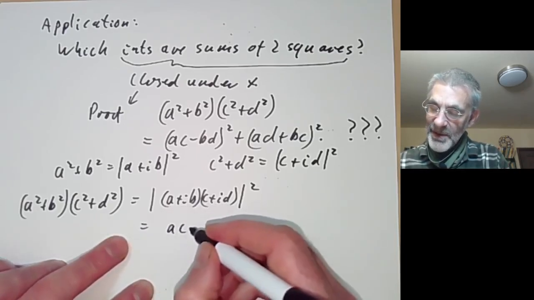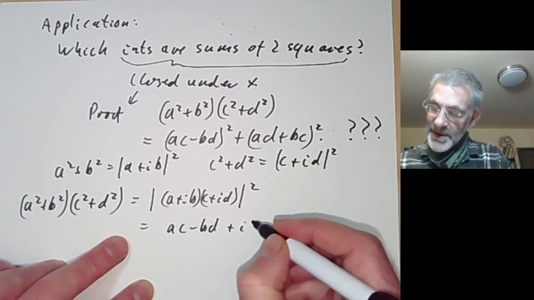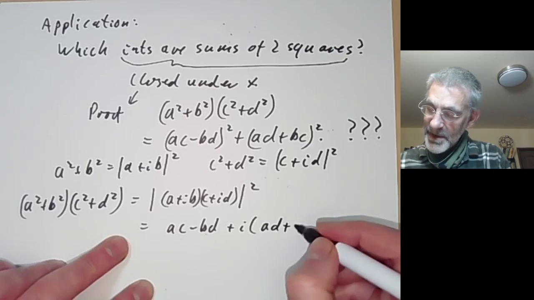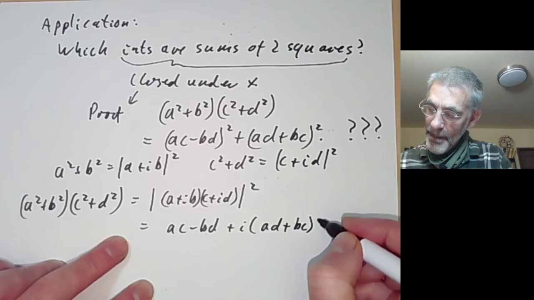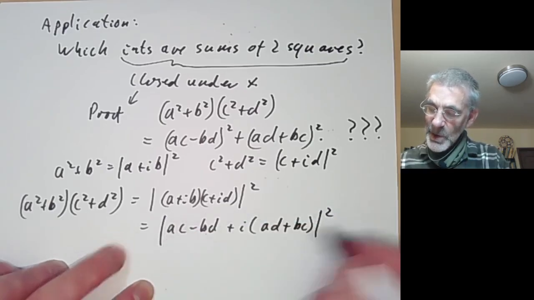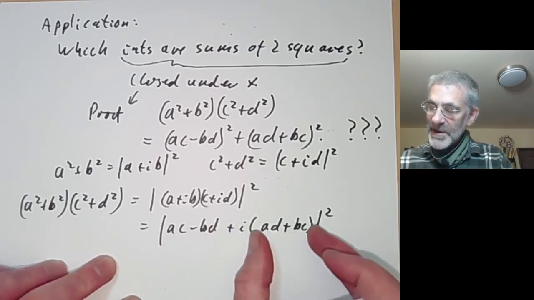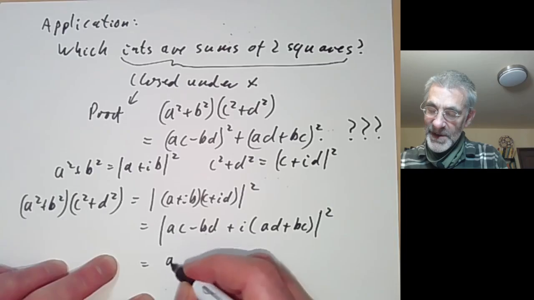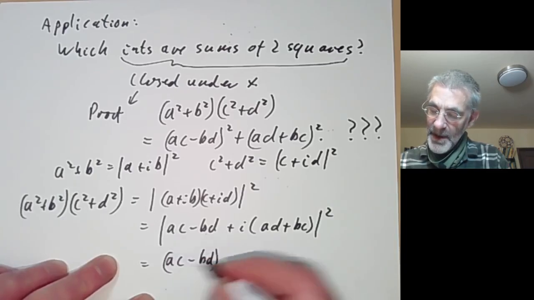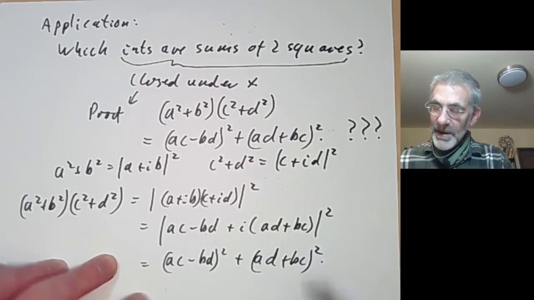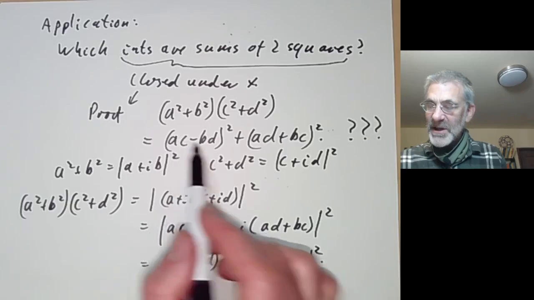This is equal to AC minus BD plus i times AD plus BC, all squared. And now the absolute value of x plus iy, squared, is just x squared plus y squared, so this is equal to AC minus BD squared plus AD plus BC squared. So complex numbers help to explain this formula.